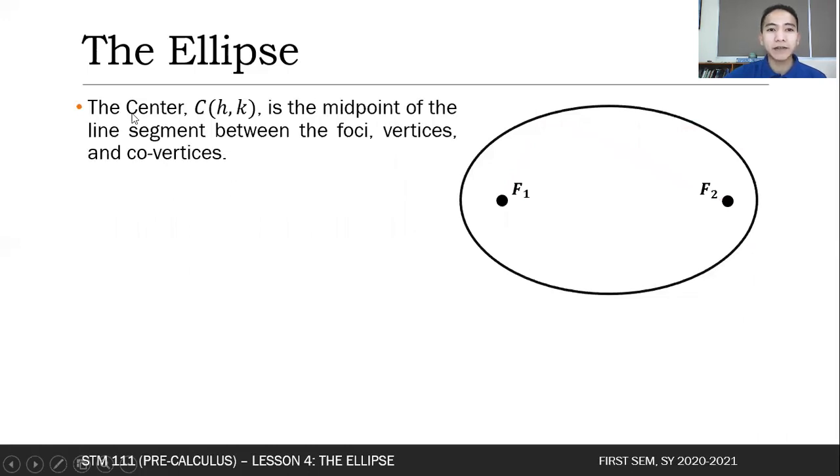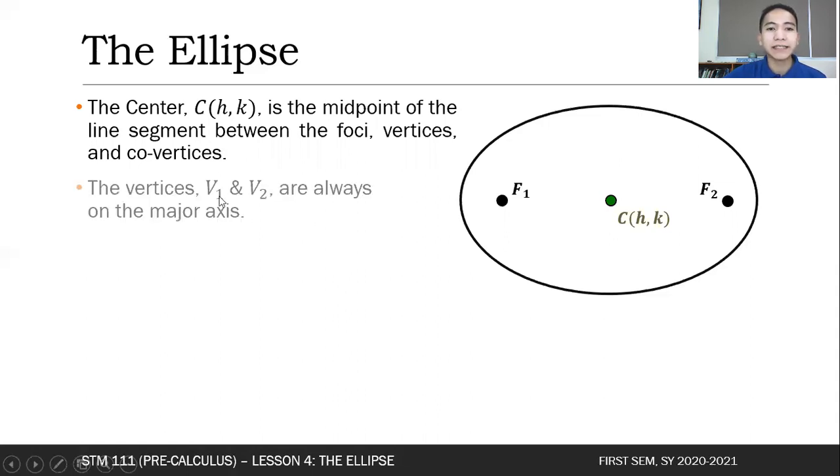First, the center. The center given by the coordinates h and k is the midpoint of the line segment between the foci, the vertices, and the covertices. So, ang center, of course, center, so sa gitna po siya. So, yung nagbibigay ng coordinates na h and k, which we will be using pagdating sa equation ng ellipse later on. Katulad sa circle at sa parabola.